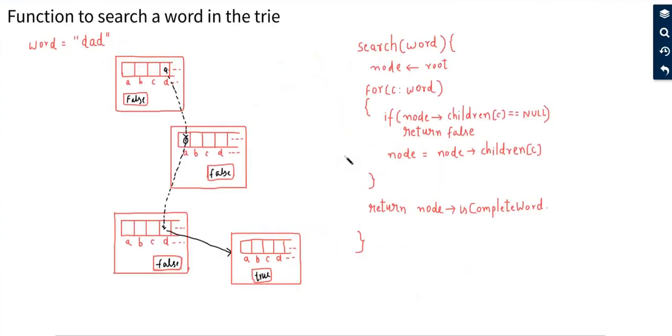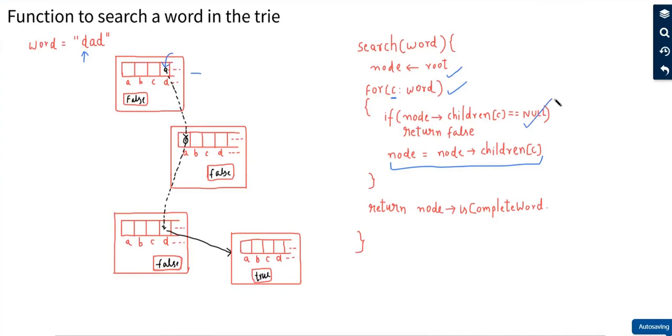So it's very simple. All we have to do is take a node, initialize this node with the root node, that is the first node of the trie, and iterate over the word, checking if the particular child pointed to by the character we are standing on exists. So initially we are standing on D. We check if D in this node contains a pointer or not. If it contains, then we move to the node which is pointed to by the pointer present here.